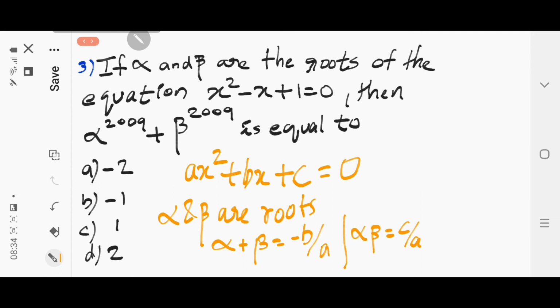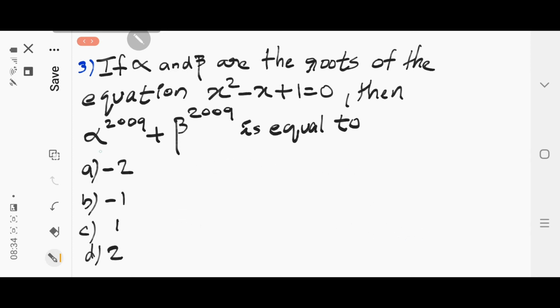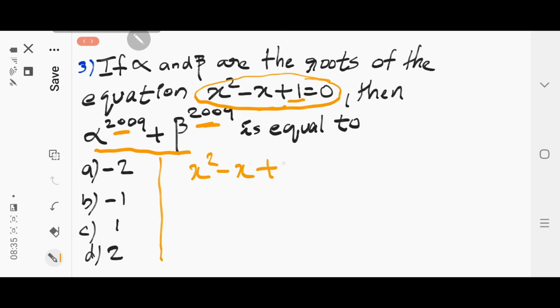To solve this question, you have to find not alpha plus beta and alpha into beta, but alpha raised to 2009 and beta raised to 2009. The main thing to deal with here is finding alpha and beta. By solving this quadratic equation, x square minus x plus 1 equal to 0, you can find the two roots.